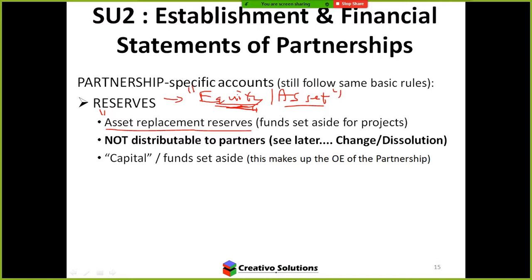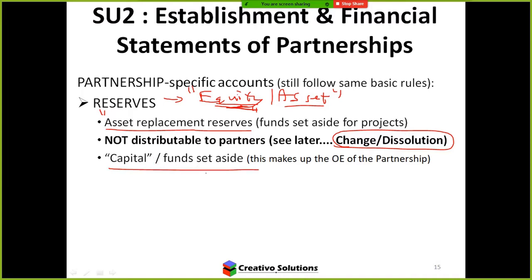Okay, you do get different types of reserves. Some reserves are distributable and some reserves aren't. That we'll look at later when we look at a change in ownership, or a dissolution. That's how I've tried to explain what it is.